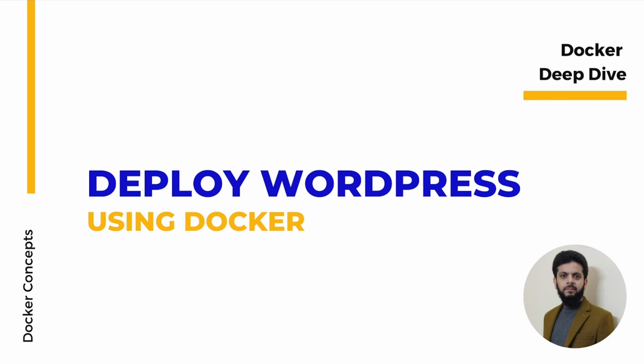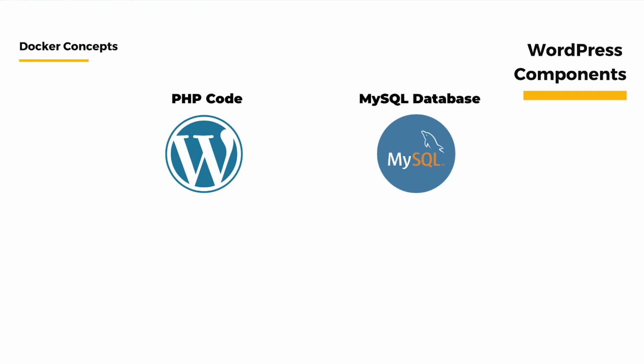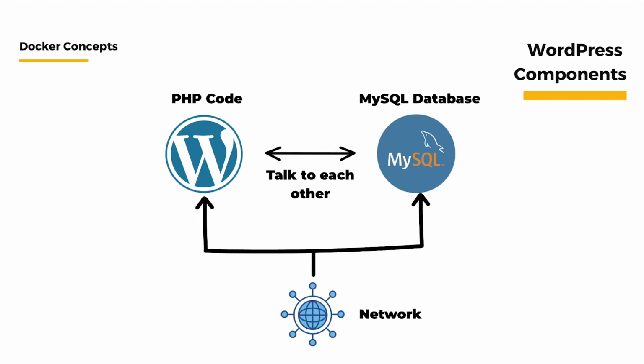Let's see how we can deploy WordPress using Docker. Before deploying WordPress, we need to understand that WordPress is divided into two main components, the PHP code and the MySQL database. In order for WordPress to work, these two components need to talk to each other. And in order to talk to each other, these two components need to be on the same network.